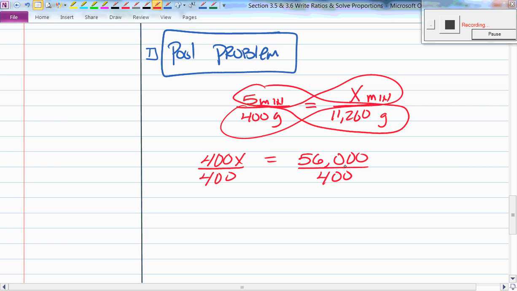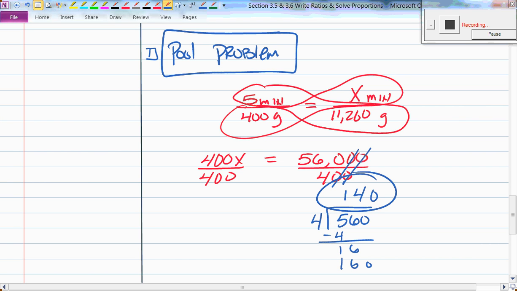How do I figure out what x is? I divide by 400. Now, you do realize, ladies and gentlemen, you can cross out zeros. Is that true? Yes. So we now have 560 all divided by 4. How many times is 4 going into 5? Once. Gives you a 4. Subtract, brings you 1. Bring the 6 down. How many times is 4 going into 16? 4 times. That's 16. Bring the 0 down. Woohoo! We have 140 minutes. How many hours is that? 2 hours and 20 minutes. There you go.